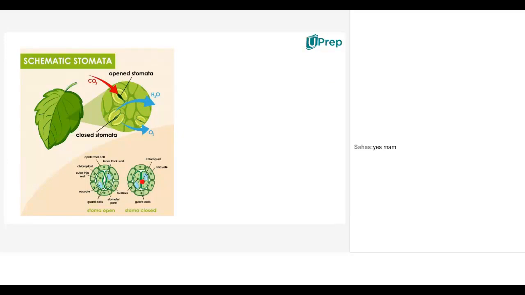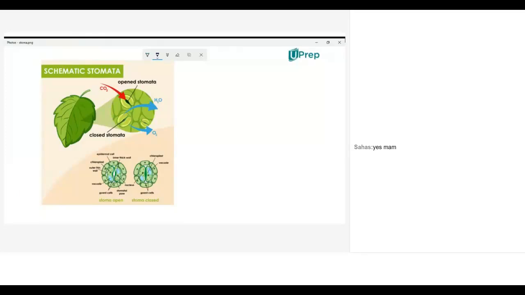Can you see the slide? Okay. These are the structures which will check and balance the loss of water, photosynthesis, and the entry and exit of different gases. You might be familiar with this word, stomata. You have heard it in earlier classes, yes? What are stomata, students? Small pores. Okay, small pores.